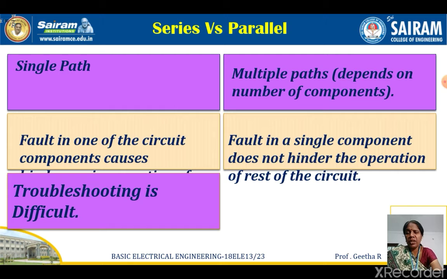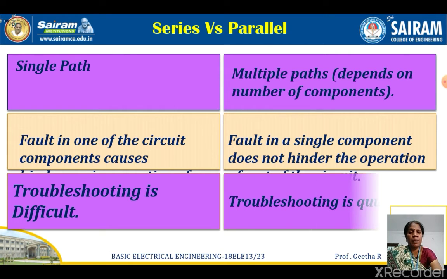Troubleshooting is difficult in a series circuit, but easy in a parallel circuit. When all the components are connected in series, if one of the components is open, no current will flow through the complete circuit. But in a parallel circuit, different currents flow through different paths. If there is a break in any one path, the remaining paths will work. So troubleshooting is very easy. The operation will not be disturbed.